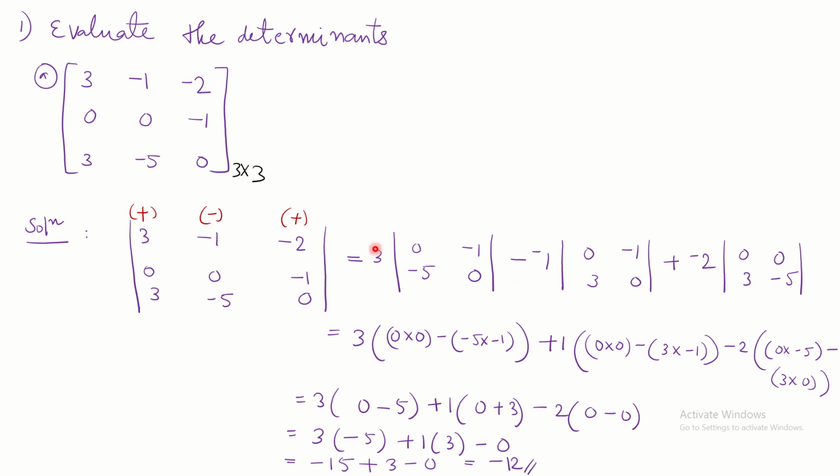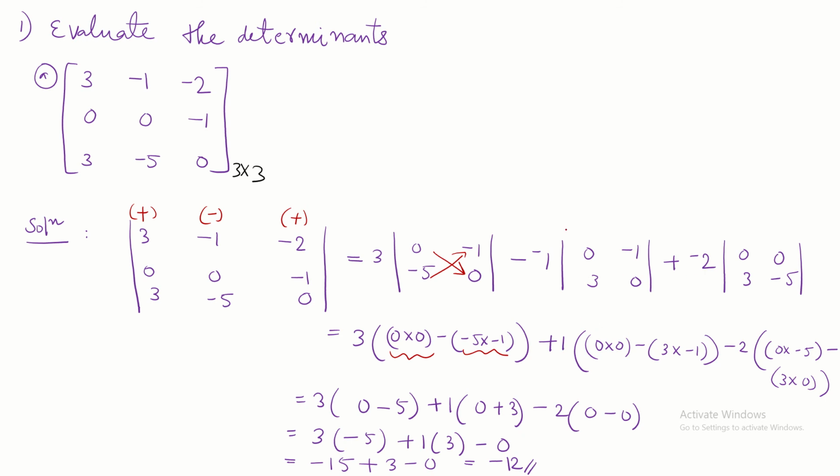The next line I'll write 3 as it is. 2 by 2 matrix, how to solve to get the determinant value? You have to multiply 0 into 0 minus 0 into 0. See here, 0 into 0 minus -5 into -1. Minus and minus, it is plus 1.